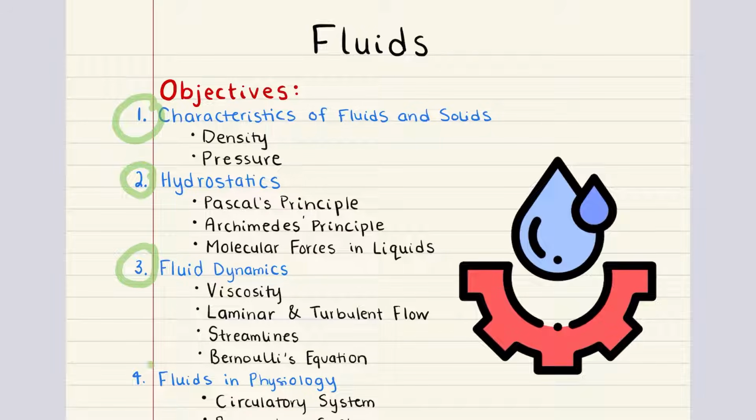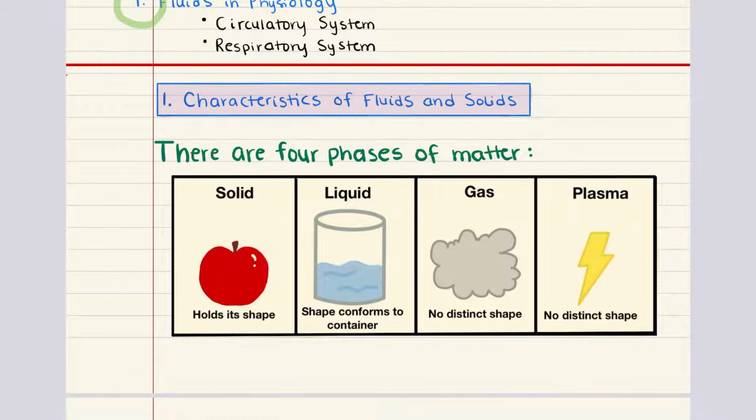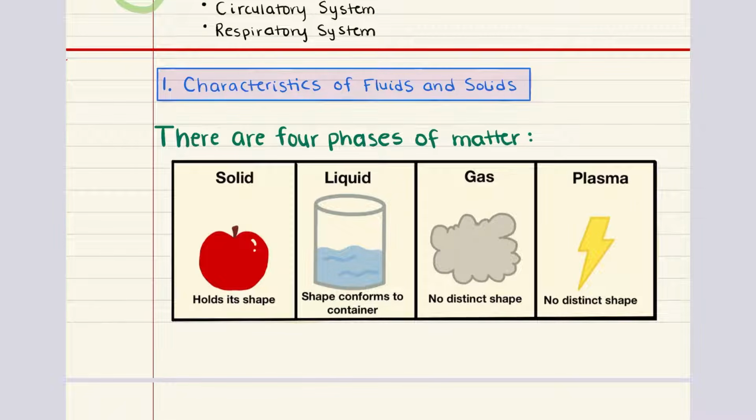Then, in our last and final objective, we're going to apply our knowledge to biological systems, discussing how fluid principles underpin the functioning of the circulatory and respiratory systems. Now, with that overview in mind, let's go ahead and start with our first objective, which is titled Characteristics of Fluids and Solids. Matter exists in 4 fundamental phases: solid, liquid, gas, and plasma.